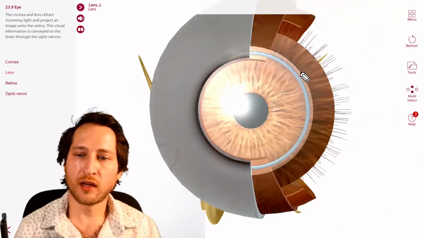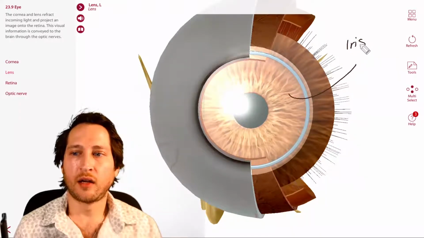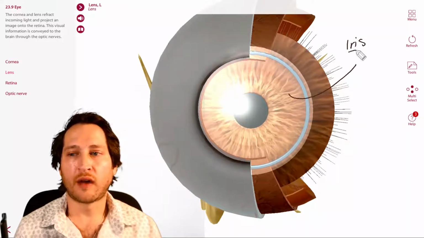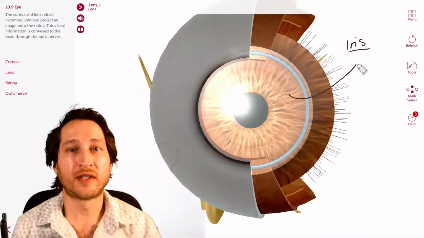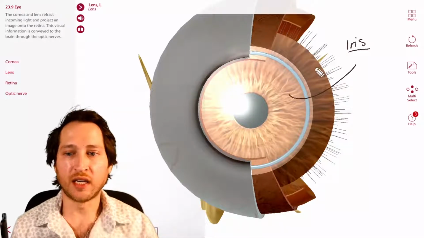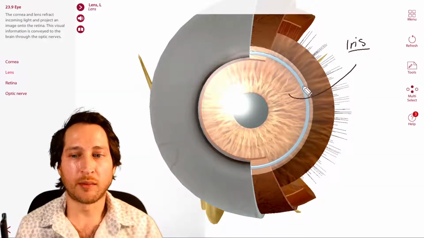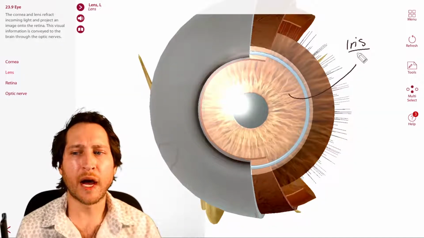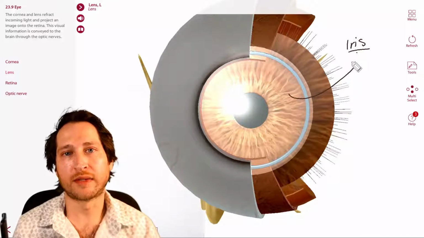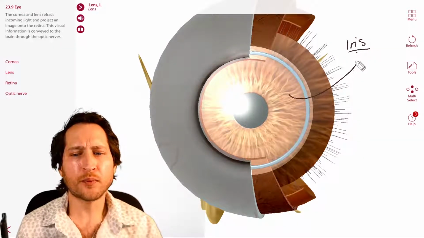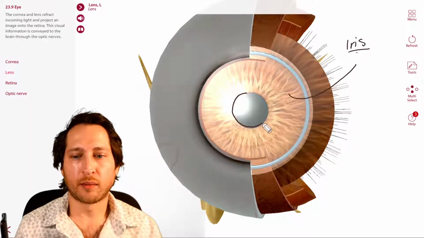Behind the cornea is the iris. This is the portion of the eye that has high variation in terms of its color. Some people have green and blue irises. Some are hazel or very darkly pigmented. And we'll talk about the iris. It's very important. It's composed of several types of muscles, and the iris is going to be essential for controlling the diameter of the pupil.